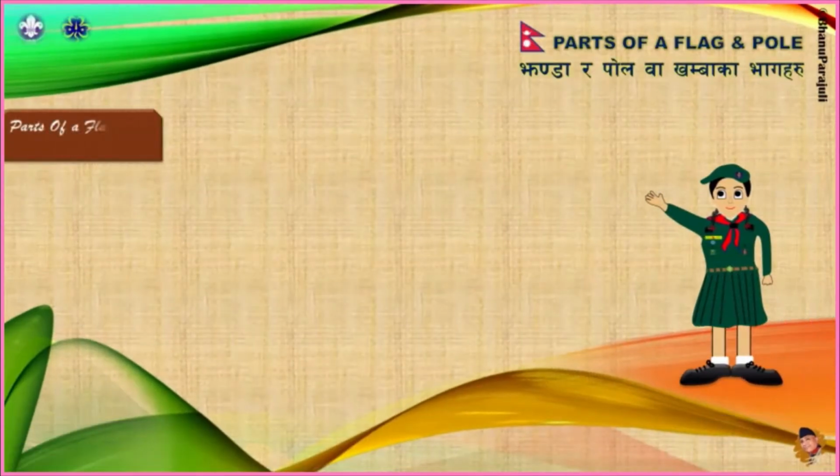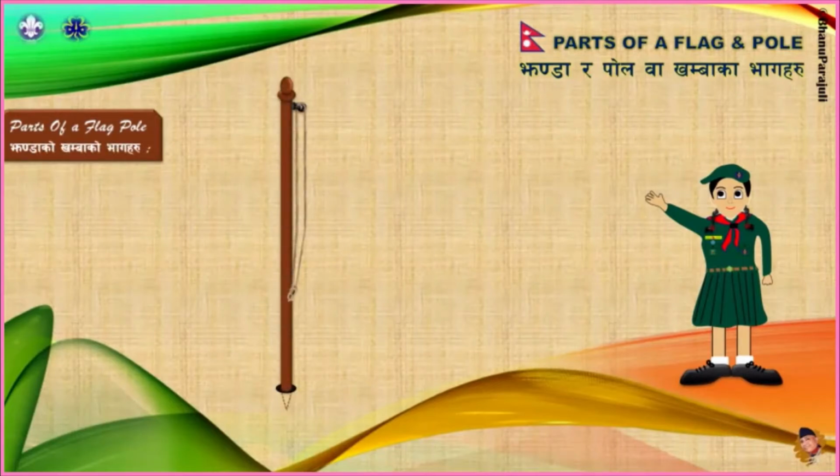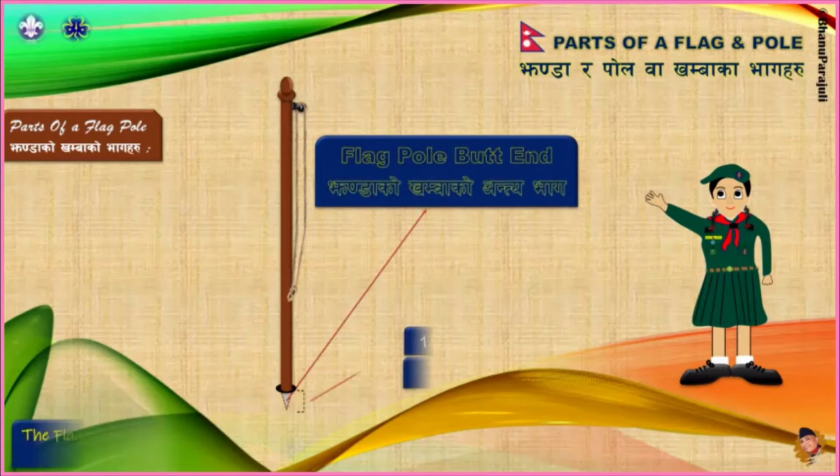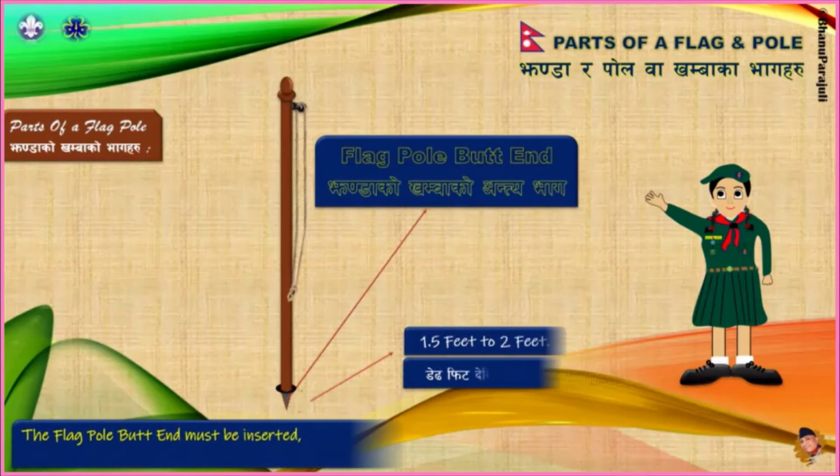Parts of a flagpole. Flagpole butt. The flagpole butt end must be inserted 1.5 feet to 2 feet below the ground.